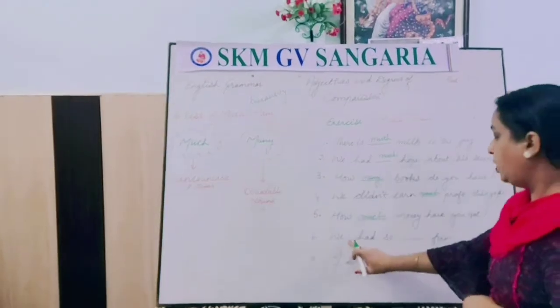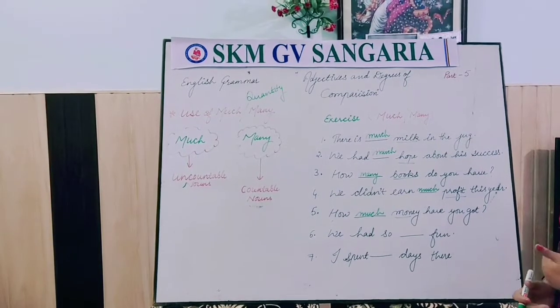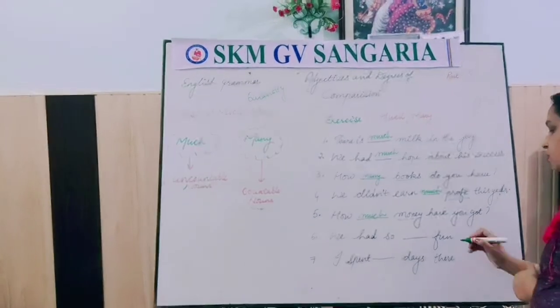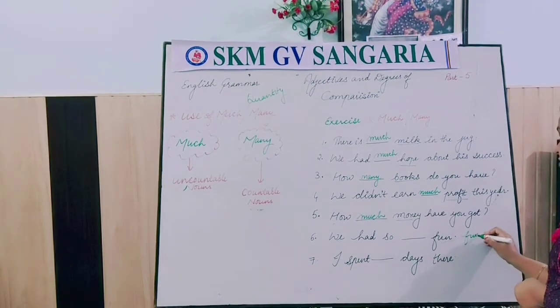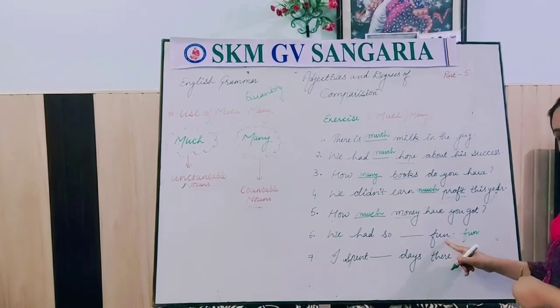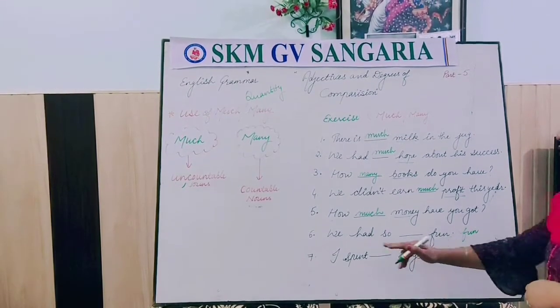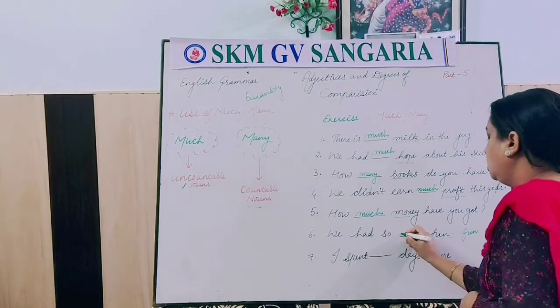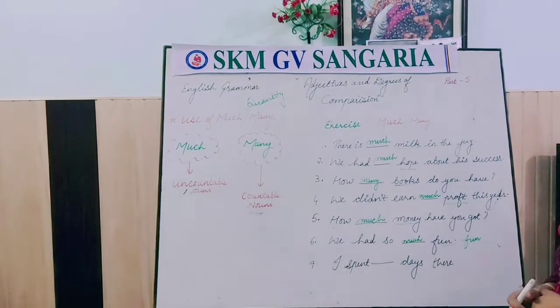Clear? We had so dash fun. We had so dash fun. Fun is also uncountable because fun is fun in singular and in plural also it is fun. So we had so much fun.